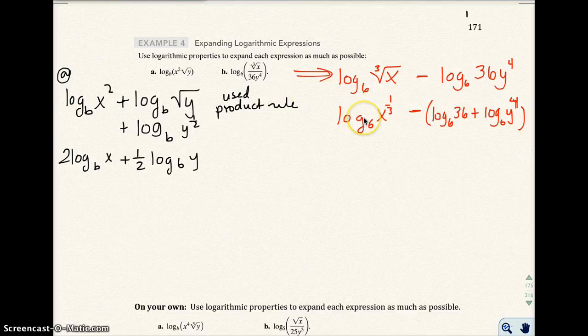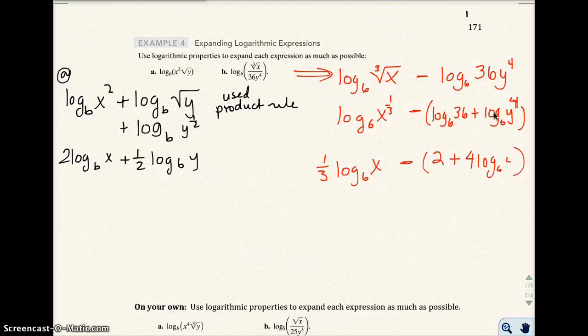Now this over here, I can write as 1/3 log base 6 x. Now here I have minus, and if I look inside the parentheses, log base 6 of 36 is the same thing as 2, because 6 to the second power is 36. So I get 2 plus, and then here I can bring the 4 out front, so I get plus 4 log base 6 y. Okay, and I'm going to go ahead and distribute the minus sign. I have 1/3 log base 6 x minus 2 minus 4 log base 6 y.